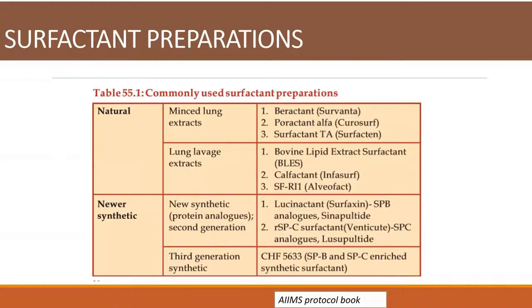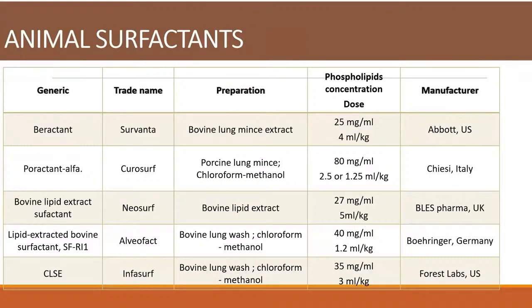The newer synthetic surfactants, which have surfactant proteins incorporated, have multiple types. There is lucinactant, or Surfaxin, which has a surfactant protein B analog, and recombinant surfactant protein C containing surfactant, or Venticute. And there are also newer third generation synthetic surfactants which have enriched synthetic surfactants.